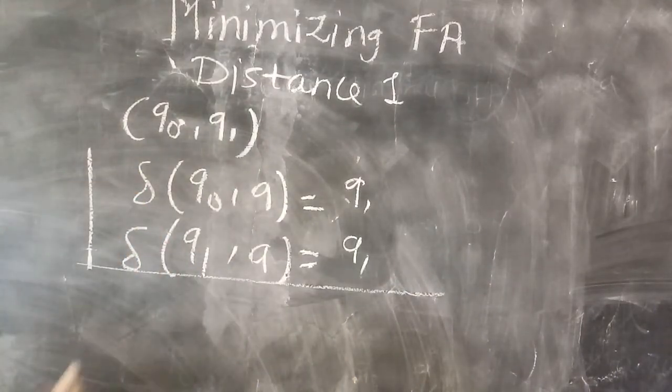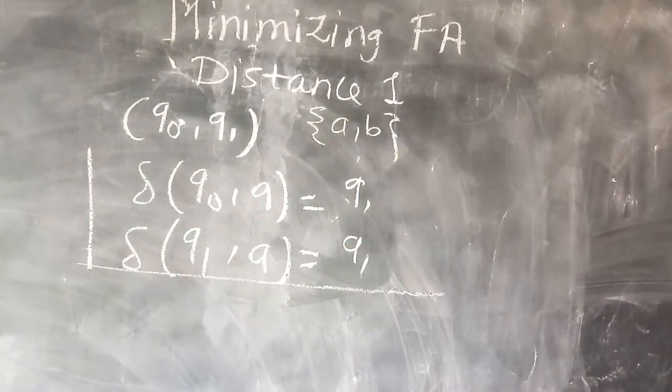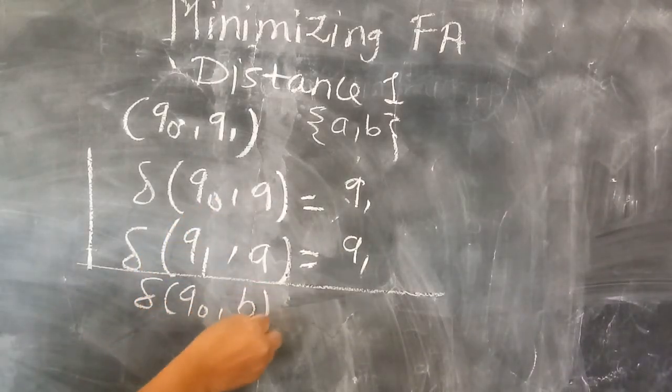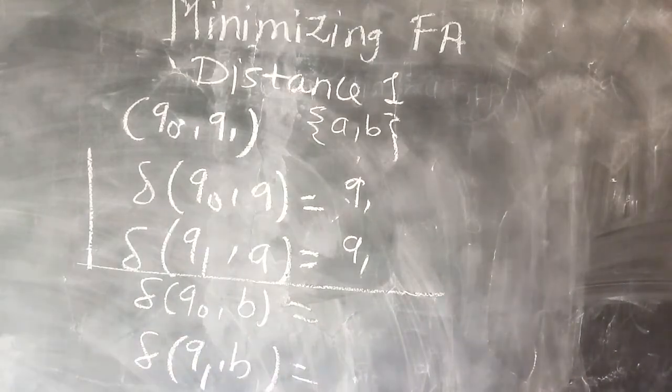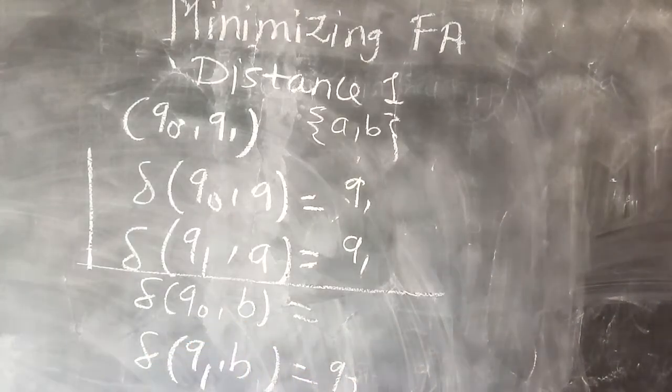Now, as there are two alphabets A and B on the DFA, you have to find the same steps for B also, means you have to find delta of q0 on b and delta of q1 on b. So what is the output of it? Delta of q1 on b becomes q3 and delta of q0 on b becomes q2.